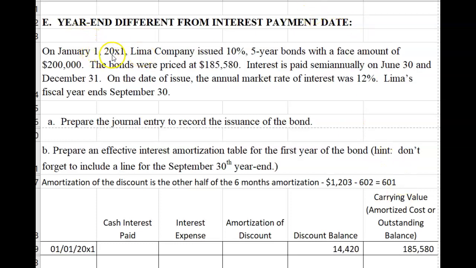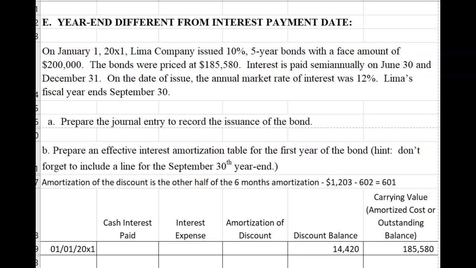On January 1st, 20X1, Lima Company issued 10% 5-year bonds with a face amount of $200,000. The bonds were issued at a price of $185,580. Interest is paid semi-annually on June 30th and December 31st. On the date of issue, the annual market rate of interest was 12%. Lima's fiscal year ends on September 30th. Prepare the journal entries to record the issuance of the bond.